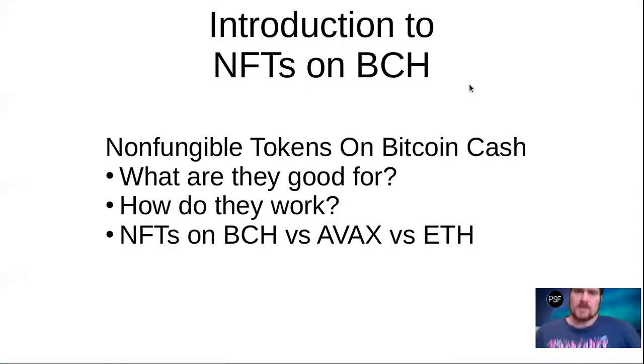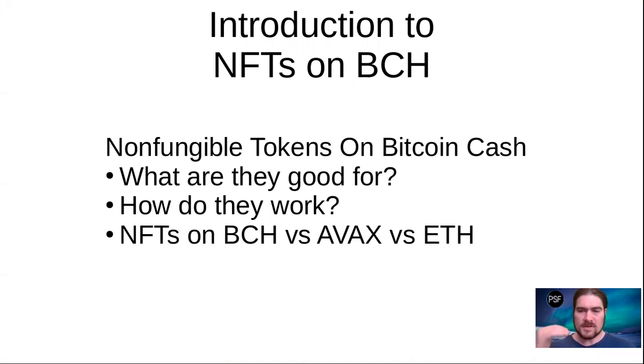This is going to be an introduction to NFTs on the Bitcoin Cash blockchain. NFTs stand for non-fungible tokens. This is going to be a really high level overview, and it's going to serve to answer these top three questions of what are NFTs good for, how do they work, and I'm going to compare and contrast non-fungible tokens on the Bitcoin Cash and the Avalanche and the Ethereum blockchains, and a little bit of the differences.